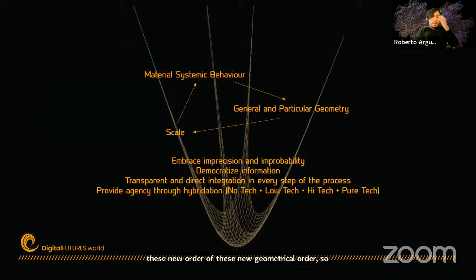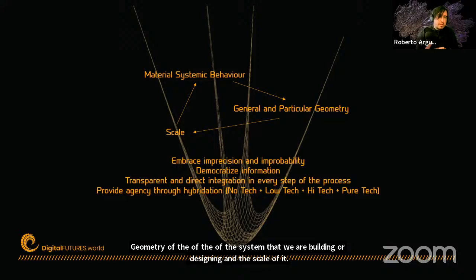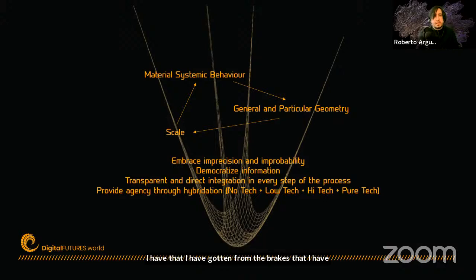So in conclusion, we can see these three aspects of building, prototyping, and designing going very much hand in hand and very tightly related: the material systemic behavior, the general and particular geometry of the system that we are building or designing, and the scale of it. But also, based on the experience that I have gotten from the projects that I have worked on and the projects that I've been involved in on collaborations or whatever, I think that there is also a very important part of embracing the imprecision and the improbability of the systems, because we don't have full consciousness of what is happening with that material.